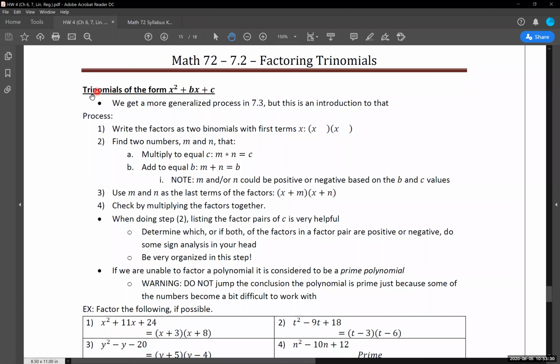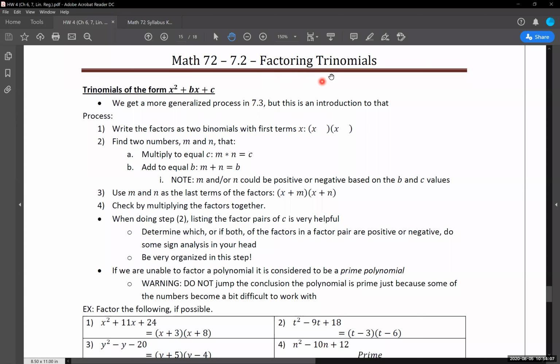Now, it should be mentioned in here, we're going to work with a very, very specific type of trinomial, and we do get a more generalized process in 7.3. One that you'll probably end up using a lot more than you will this method, because this method is encompassed within the 7.3 material. That being said, I believe 7.3 is one that's covered in the next class. So this is a nice preview into factoring that you'll be seeing more examples of and more work with in the next math class that you take. But for now, we're going to go through our process that we're going to have for factoring trinomials.